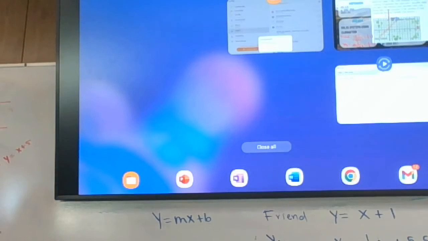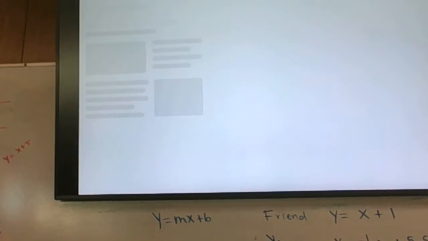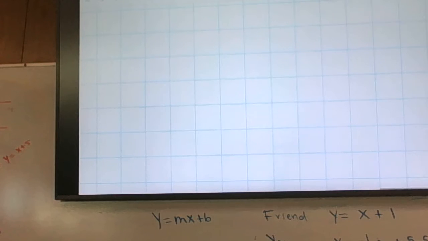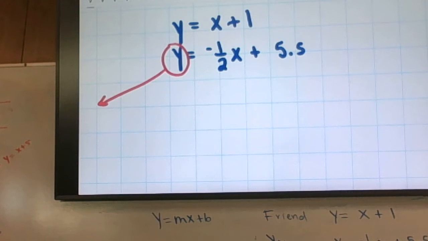Who was absent yesterday? Okay, guys, I'm gonna do a substitution problem. You actually did this in Algebra 1, and we did it yesterday with quadratics. So just try to stick with this. This is a review of the concept from yesterday. So substitution means you remove one variable. So I'm going to take this y out and I'm going to replace it with the other expression.